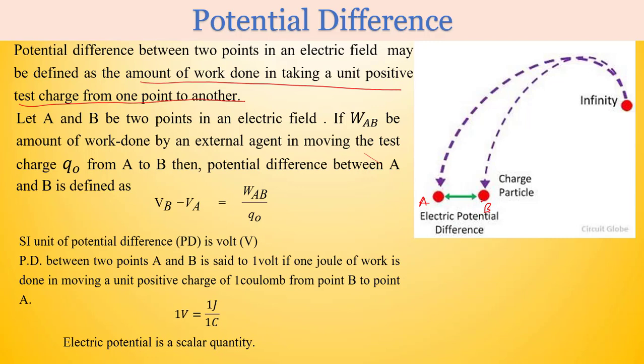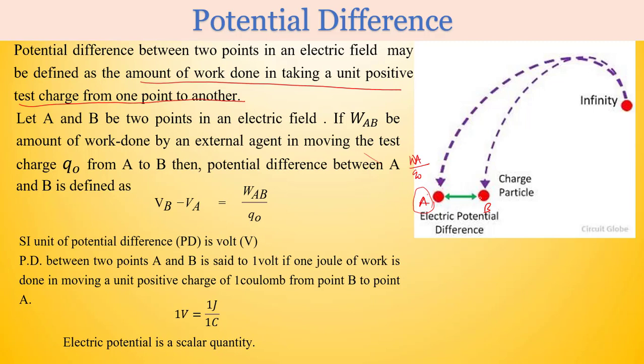Now how much work is done in order to bring a unit positive test charge from infinity to a particular point A? Then how much work is done in order to bring a unit positive test charge to point B? So how much is the difference? We can calculate what is the potential at this point. So work done per unit charge, that is WA over Q naught, is the work done per unit charge when we are bringing a unit positive test charge from infinity to that particular point.